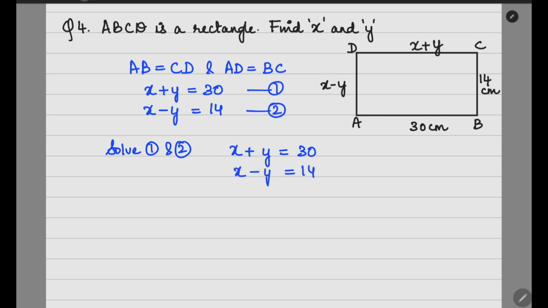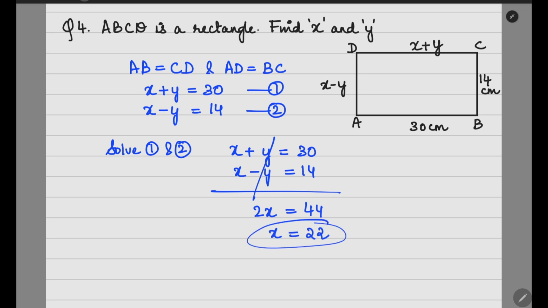Just pause the video and do it. I will also continue doing it. Pause the video here and let's see if your answer matches mine. I'm going to add it. So y gets cancelled. So 2x is equal to 44 and x is equal to 22.